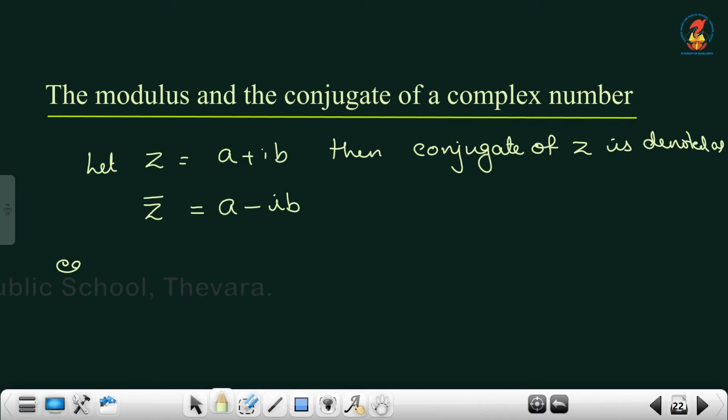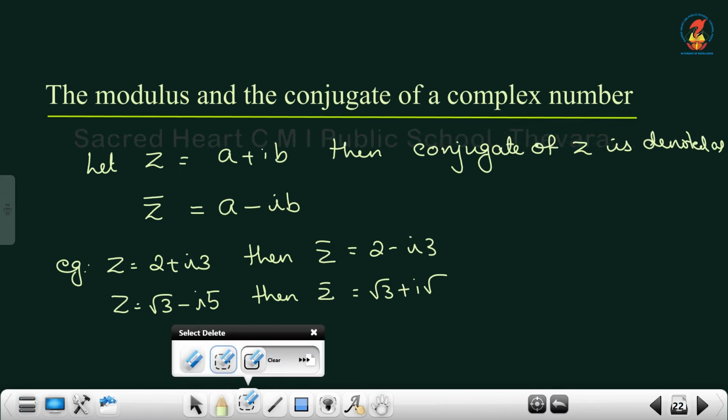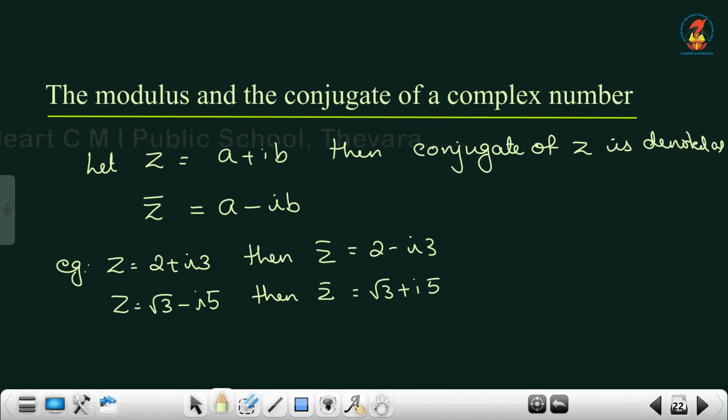For example, if z is equal to 2 plus i3, then what is z bar? 2 minus i3. Or if z is equal to root 3 minus i root 5, then z bar is equal to root 3 plus i root 5. Okay? The middle sign you have to change. Now that is the conjugate.